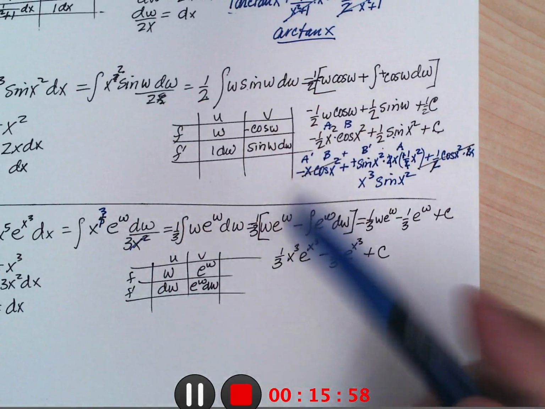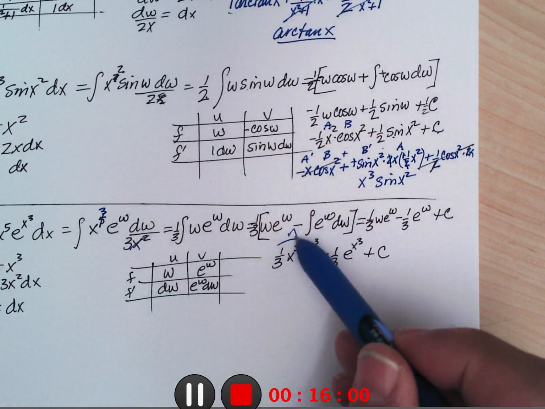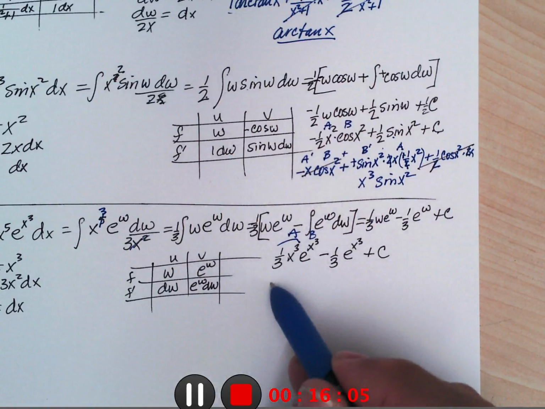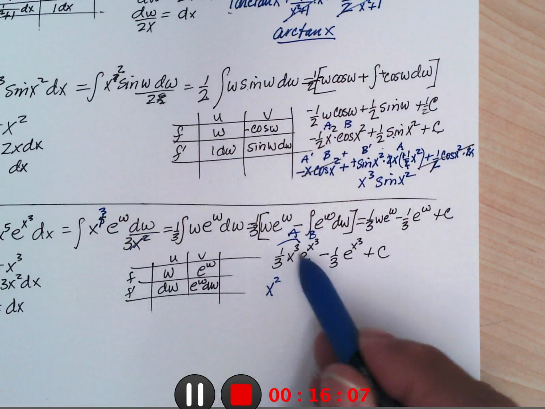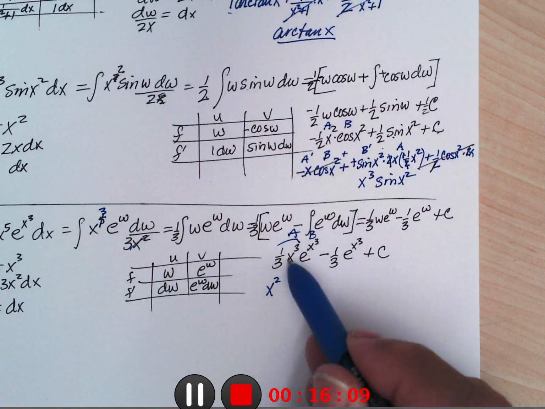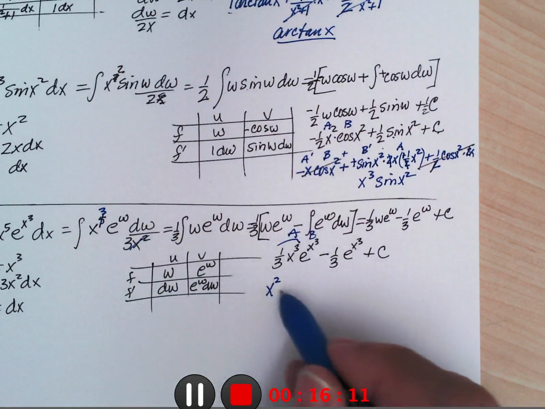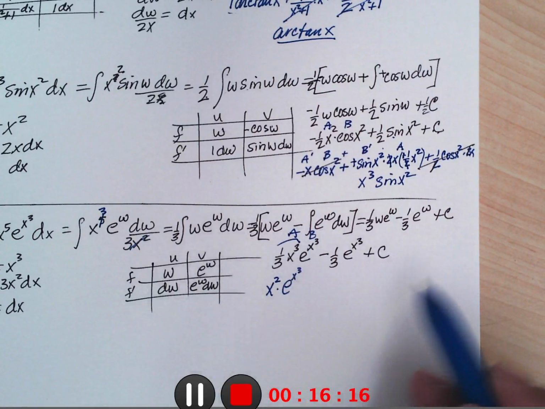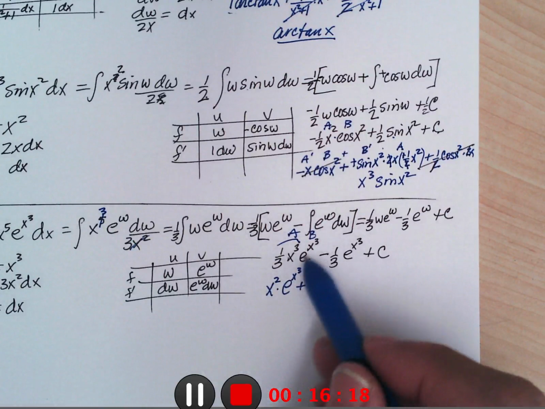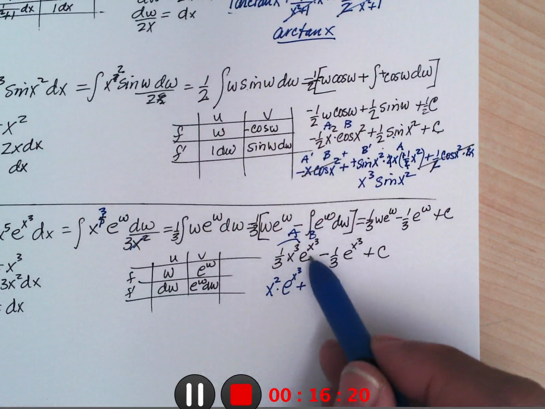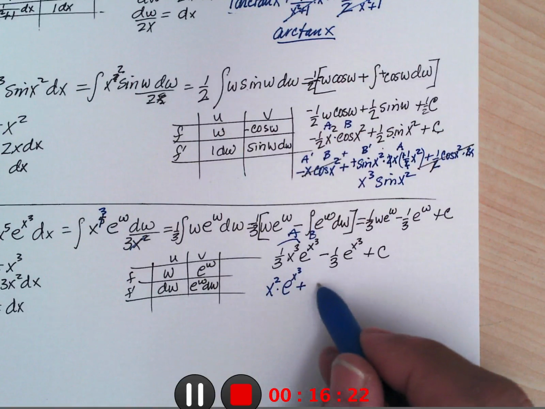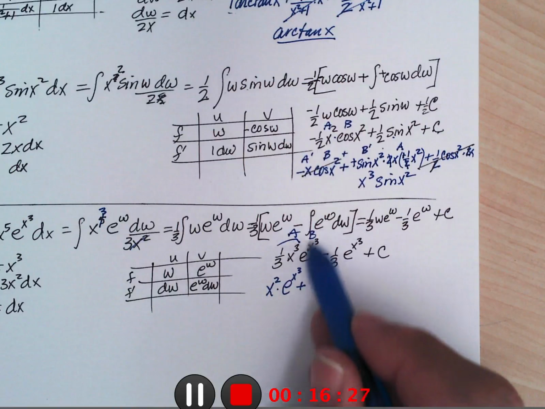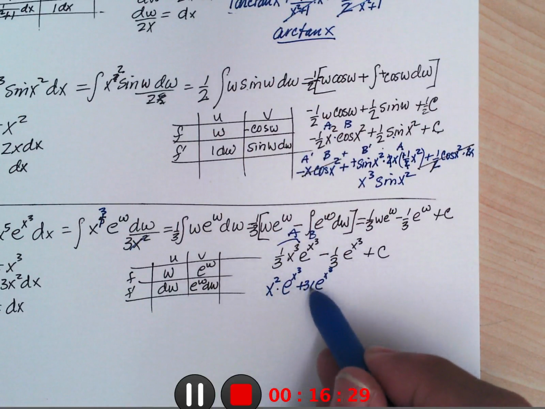Call this a, this b. A prime would be x squared. 3 times a third is 1, x to 1 less, x squared, times b, which is e to the x to the third, plus the derivative of b, b prime, that would be e to the x to the third times the derivative of the power, which would be 3x squared.